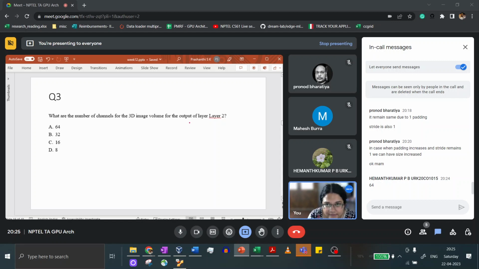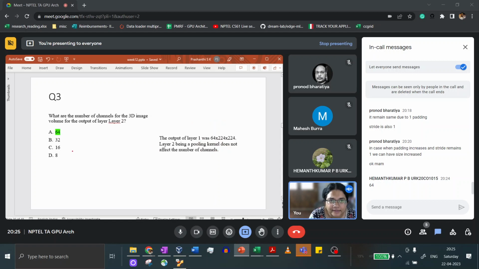Okay, we have one answer saying 64. Let's look at the answer. It is 64. So the output of layer 1, as we discussed, was 64 cross 224 cross 224. Remember that this is a pooling kernel. So we discussed what a pooling kernel does, right? It takes either the max across a window or it takes the average across a window. Either way, it does not affect the number of channels. Channels will remain 64. Hope that is clear.